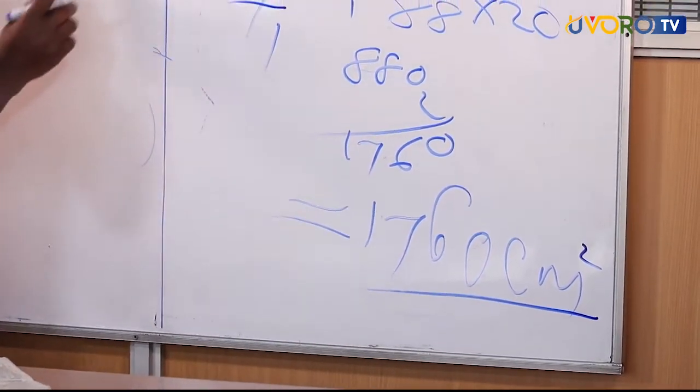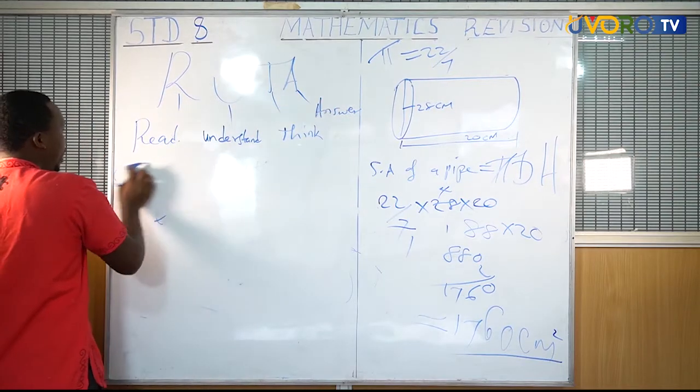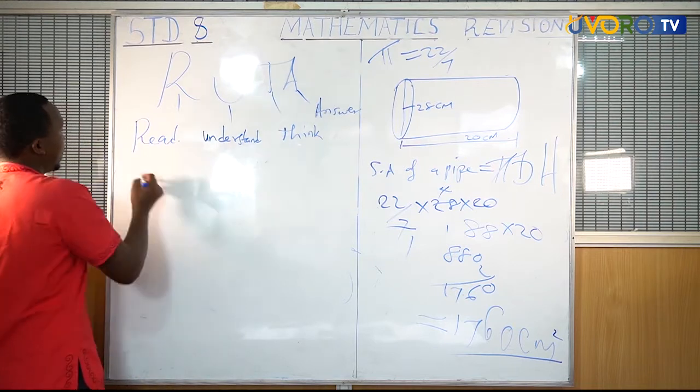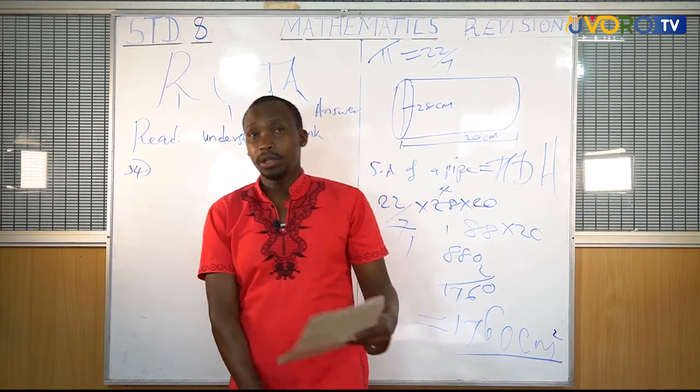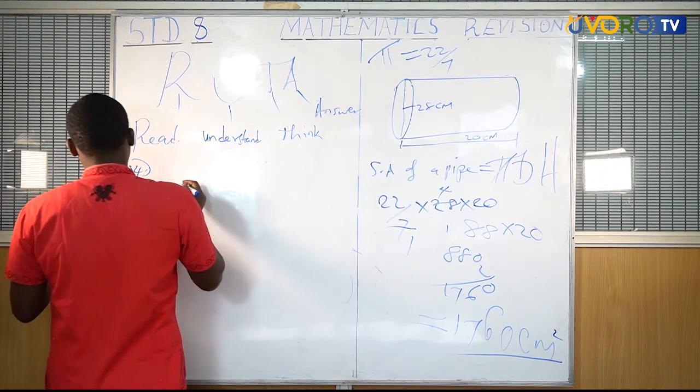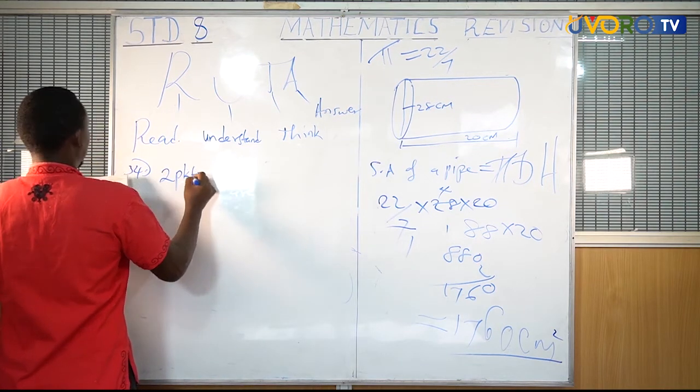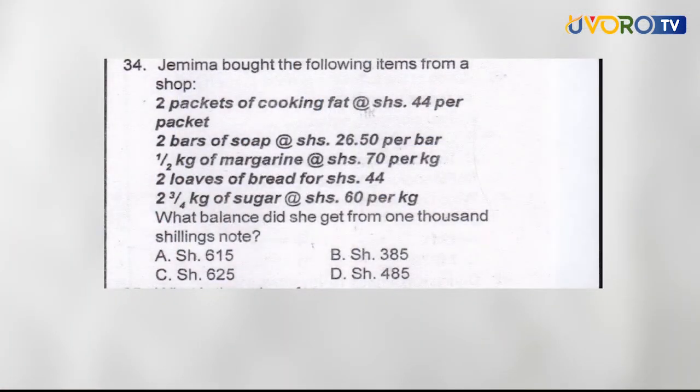We go to question number 34. It states, I bought the following items. 2 packets of cooking fat, each shillings 44. 2 bars of soap, each shillings 26.50 per kg.